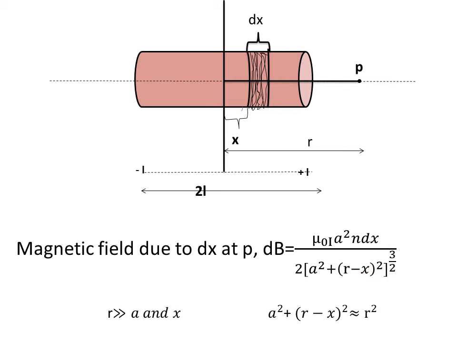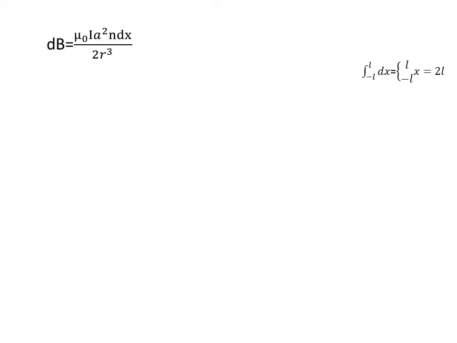Now, we are going to take r square to be greater than both a and x. So, a square plus (r minus x) the whole square is approximately equal to r square. Now, substituting this value in the denominator, we have mu 0 I a square n dx by 2 r cube. Now, we are going to divide the whole length from minus L to plus L into small elements of thickness dx and find dB for all the elements.